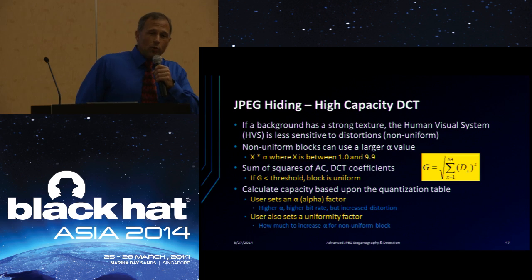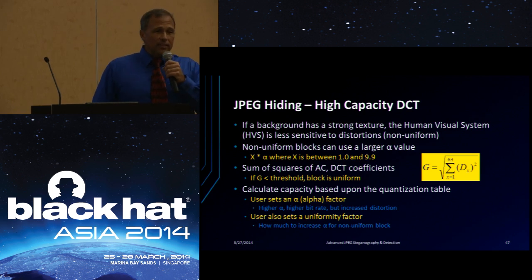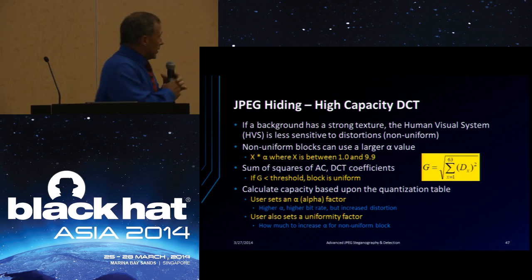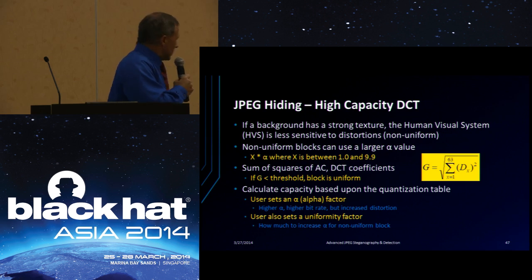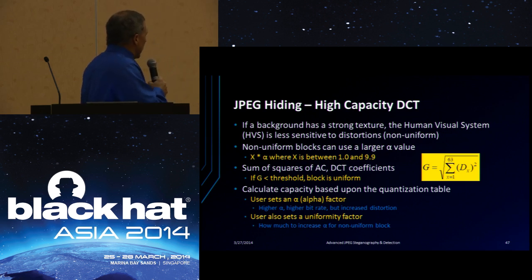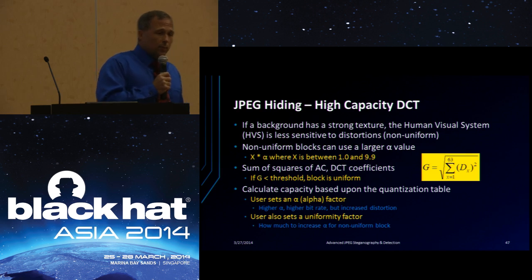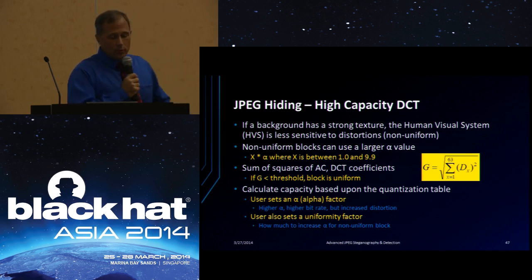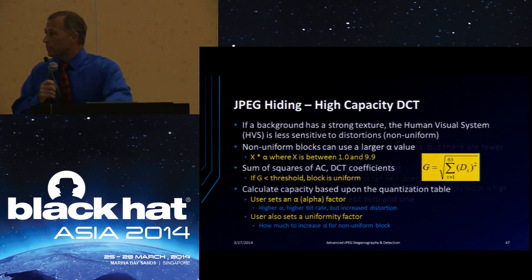The idea with the uniformity is that, as before, if it's a uniform block, we're going to be more sensitive to change than if it's a non-uniform block. So if it's non-uniform, we can hide more. That's the formula there, the sum of the squares. Take the square root of that. And there's a threshold. If it's below the threshold, it's uniform. And if it's above the threshold, it's non-uniform.